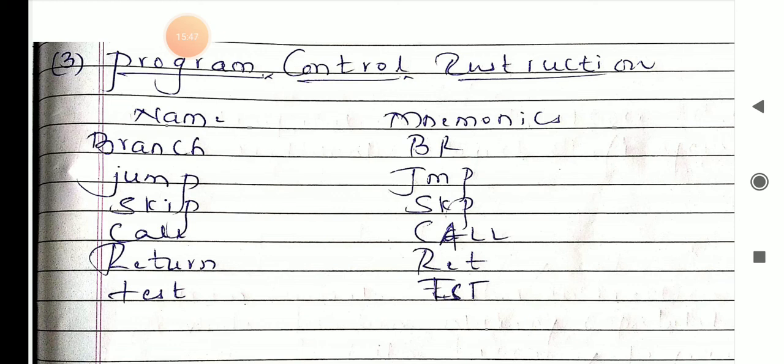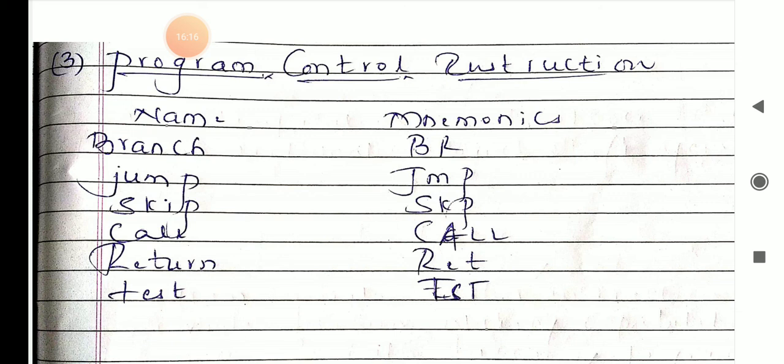Again it is divided into name and mnemonic. First one is branch, BR. You can use a branch-on instruction. I think you might have heard about this in C programming, that is the branch, or in microprocessors. Jump, JMP. Skip, SKP. Call, CALL. Return, RET. Test, TST.